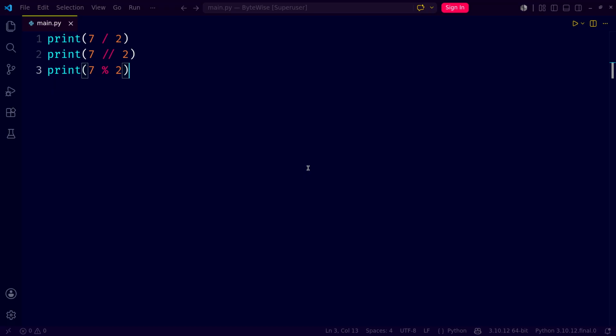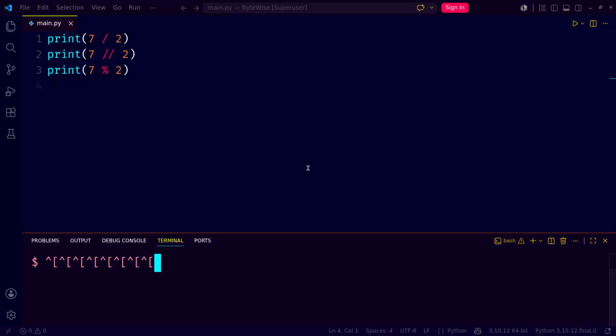Run this before we explain anything. 3.5, 3, and 1. Same numbers, 3 different operators, 3 completely different answers. This is the foundation of Python arithmetic and the part most tutorials rush past.